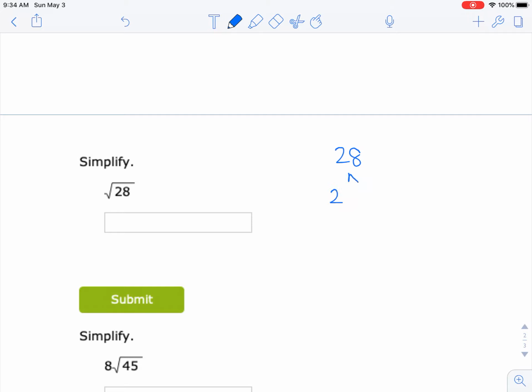28 is an even number. It's 2 times 14, 2 times 7. So it's 2 squared times 7. Square root of 2 squared is 2. And the square root of 7 is the square root of 7.